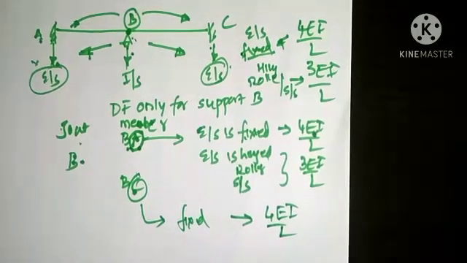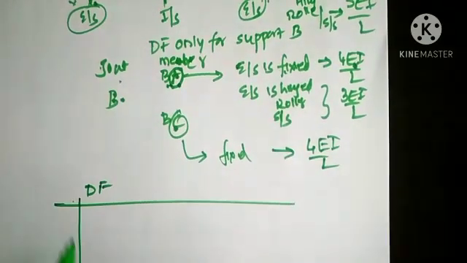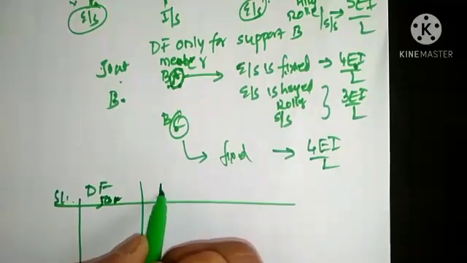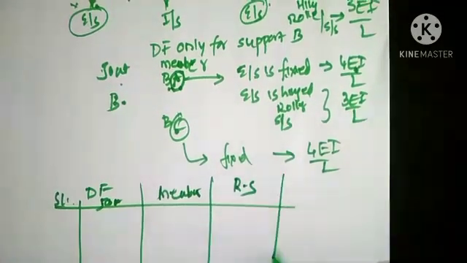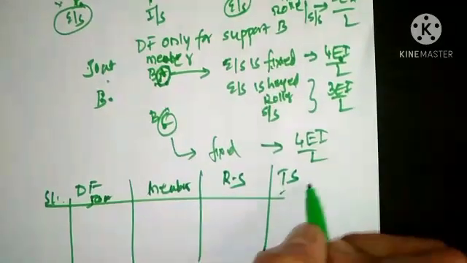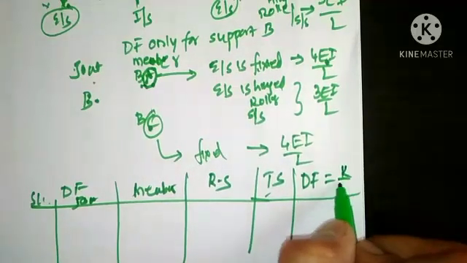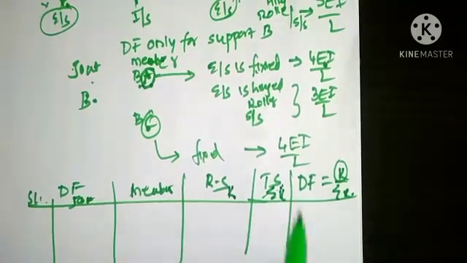This is the case. Now if I want to note down the distribution factor here, the table shall be written as: serial number, joint, members, relative stiffness RS, total stiffness TS, and distribution factor, which will be K divided by summation K. K means relative stiffness, summation K means total stiffness.